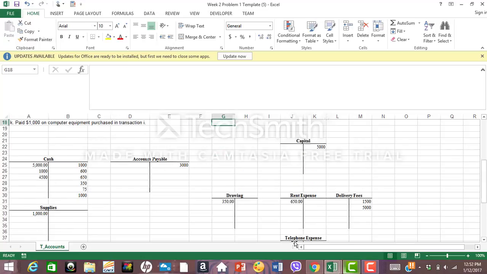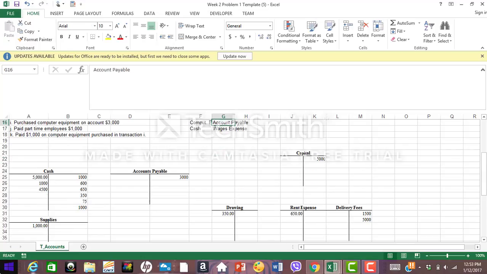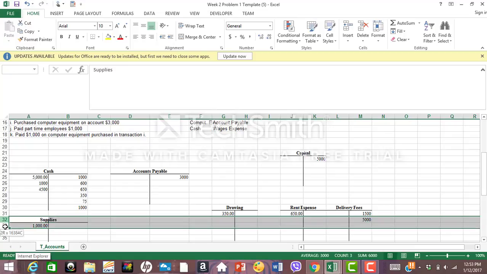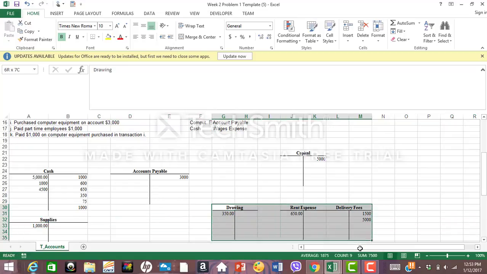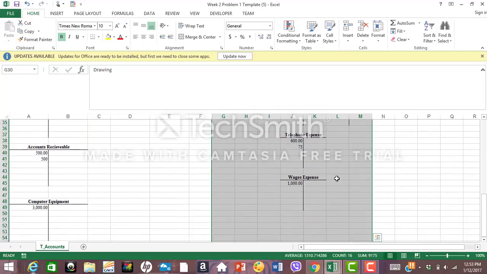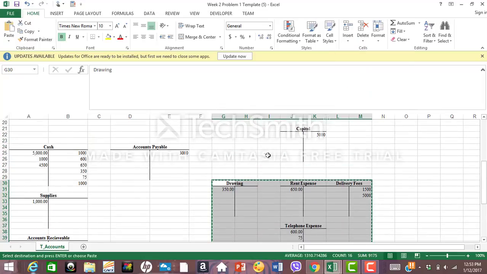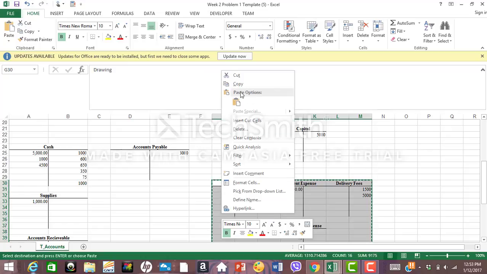And then the last transaction says paid $1,000 on computer equipment purchase. I'm going to cut this and put it a little bit lower so that we will have room.